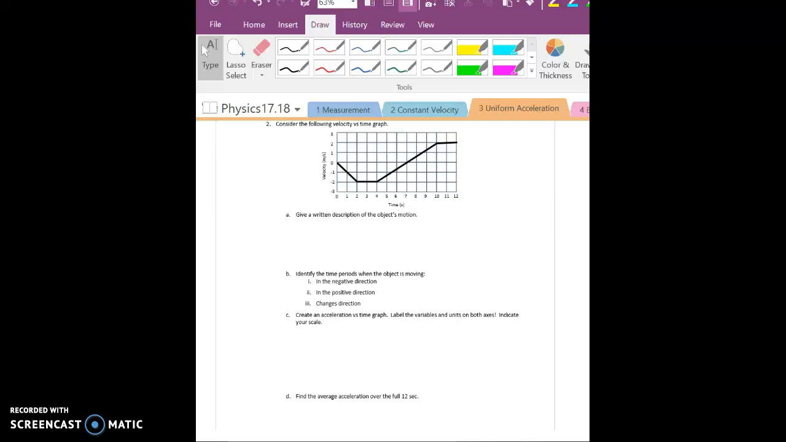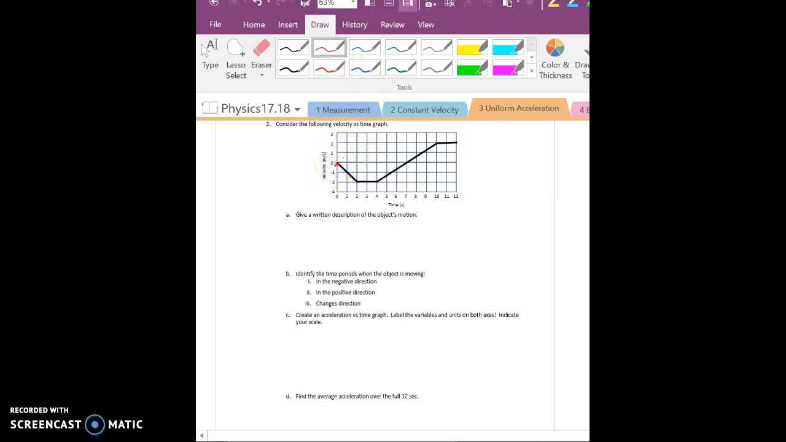Okay, now let's work problem 2 on page 21 of the student packet. This graph is a velocity versus time graph. It's not telling us anything about position. It's only telling us about the velocity of this object. So let's think for a minute how this thing is moving. It starts from rest. I know that because the initial velocity is 0.